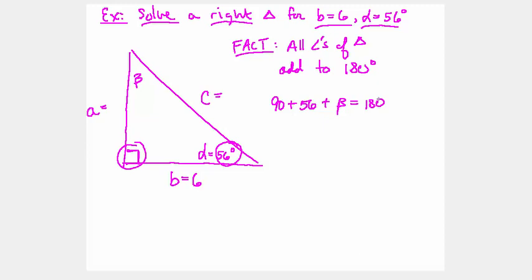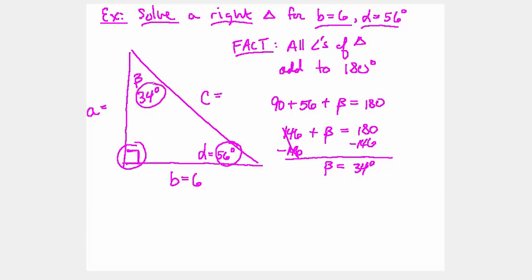Well, this is a simple equation to solve for beta, so let's go ahead and do that. We'll add 90 and 56 to get 146. So 146 plus beta equals 180. We'll then subtract 146 from both sides. This is just basic algebra, and so beta will be 34 degrees. All right, we'll go over to our triangle where beta sits and label it as 34 degrees, just so we know we have that all set. So now, as you can tell, all three angles are known: 90 degrees, 56 degrees, and 34 degrees.